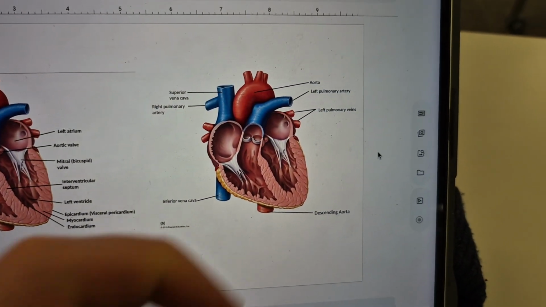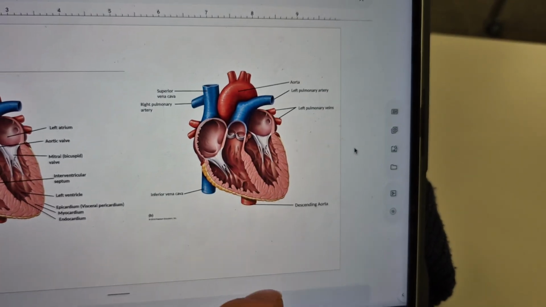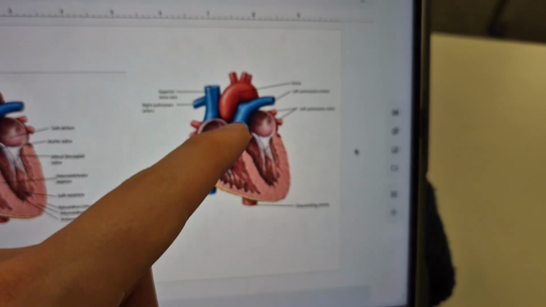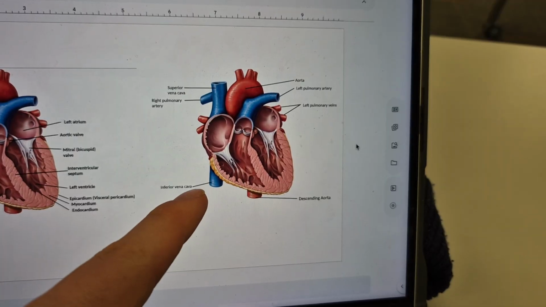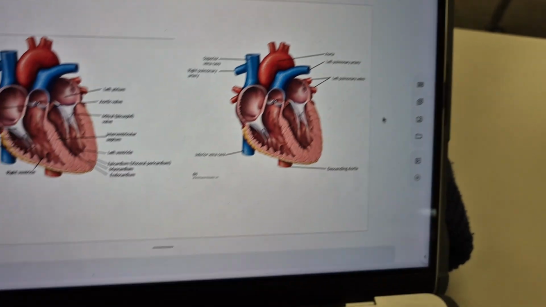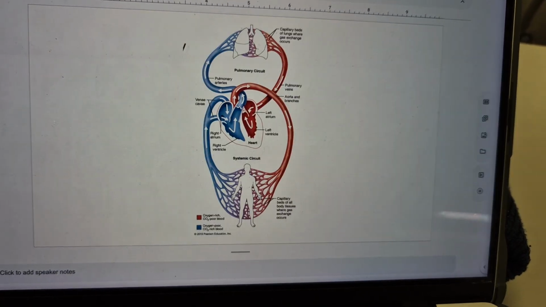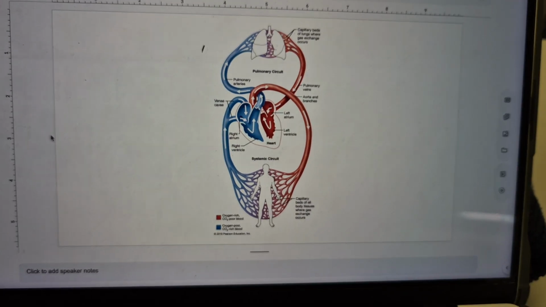Then over here you have your aorta, left pulmonary artery, your pulmonary veins, your descending aorta. Remember, because the heart's 3D, the aorta is going to be pumping blood up and it's also going to be pumping blood down. Your inferior vena cava, superior vena cava, right pulmonary arteries. And so once we understand this, now we can go into understanding the pulmonary circuits and the systemic circuits.